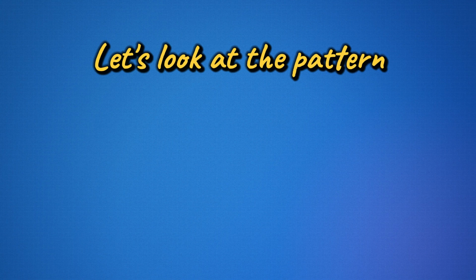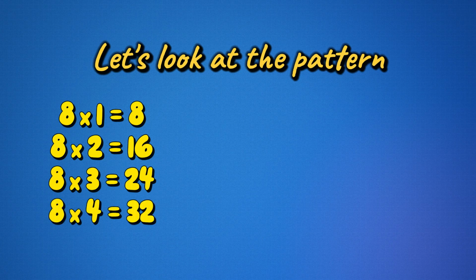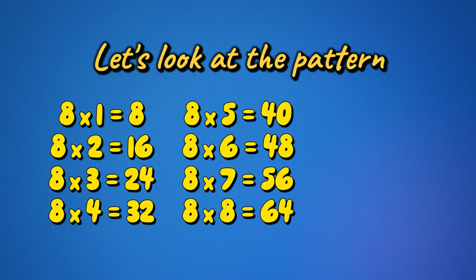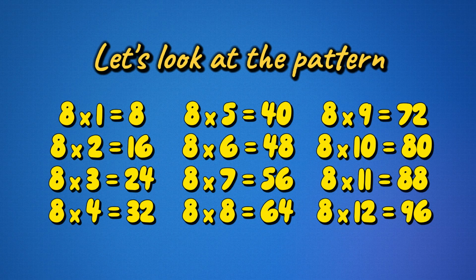Here's what it looks like. 8 times 1 is 8. 8 times 2 is 16. 8 times 3 is 24. 8 times 4 is 32. 8 times 5 is 40. 8 times 6 is 48. 8 times 7 is 56. 8 times 8 is 64. 8 times 9 is 72. 8 times 10 is 80. 8 times 11 is 88. 8 times 12 is 96.